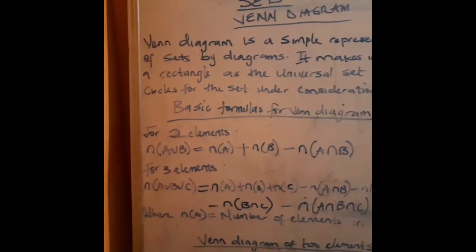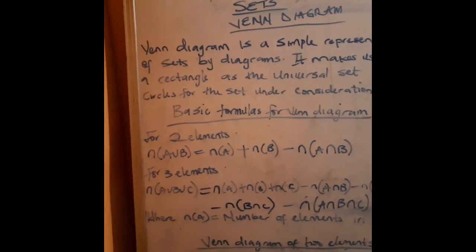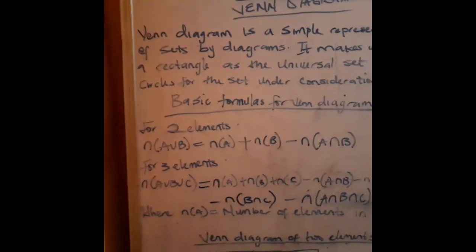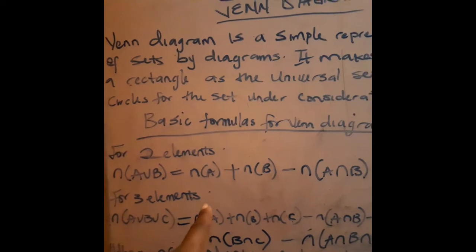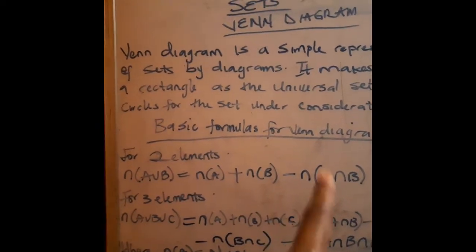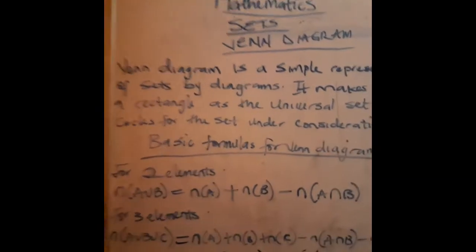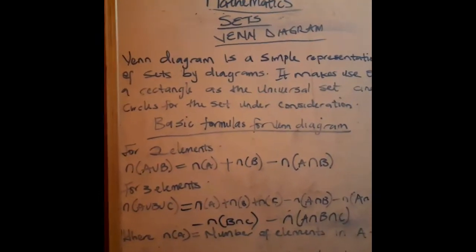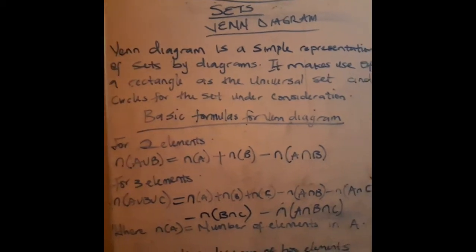So when we have 2 sets, we say the number of A union B equals the number of A plus the number of B minus the number of A intersection B. When we are solving questions on Venn diagrams, you have to know this formula very well, because it's not going to be hard with this formula, and you're going to understand it better.